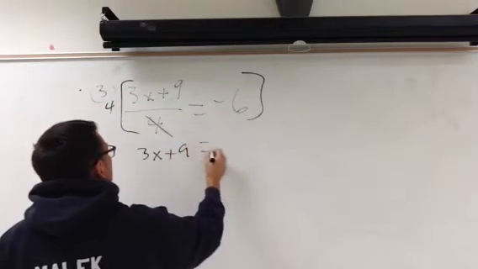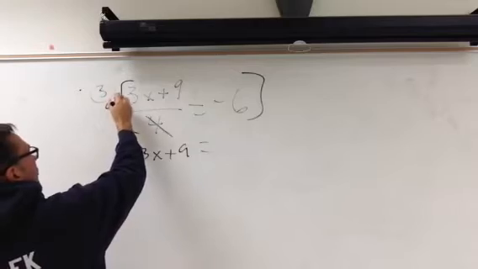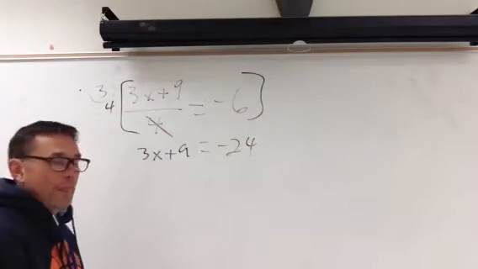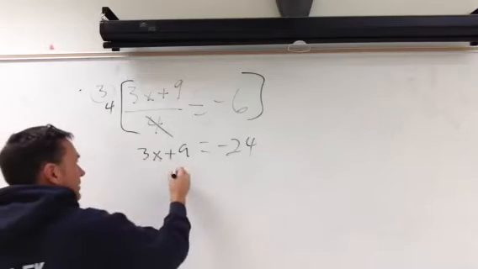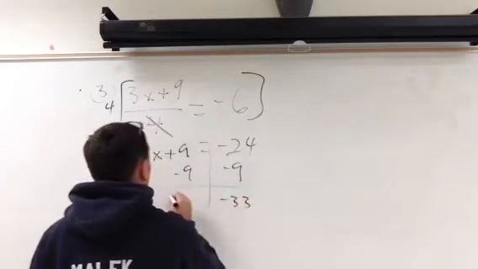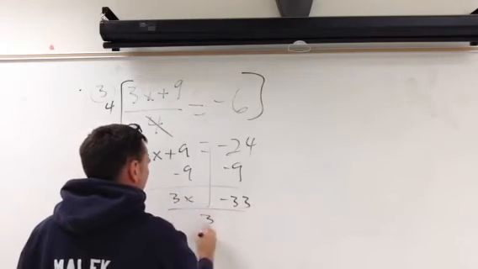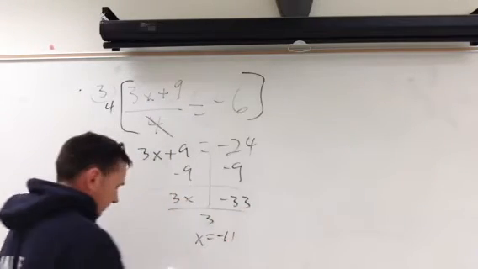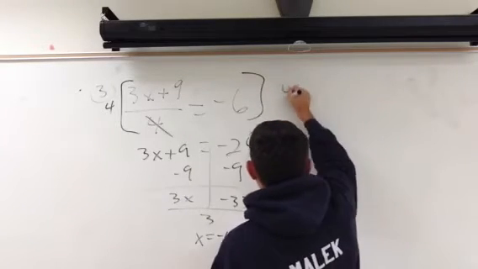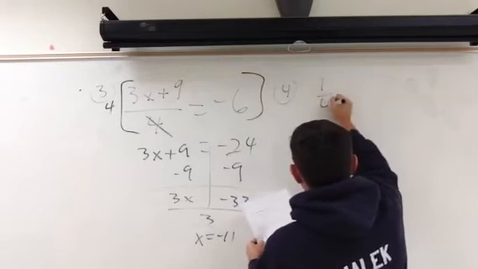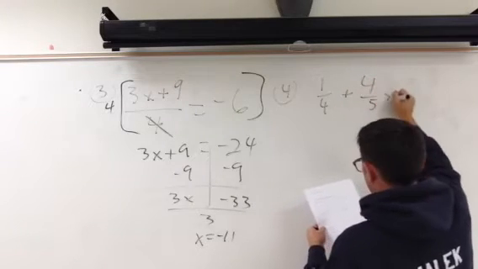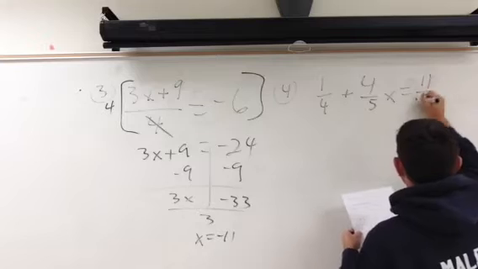3x plus 9. I also have to multiply the 4 times this -6, get -24. Now we can go ahead and solve this. Add our opposites, and we divide. And we get an answer of -11. Number 4. Again, a lot more fractions here. Makes it a little bit more complicated.